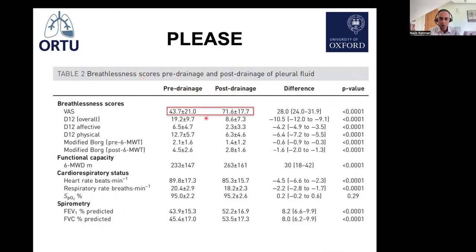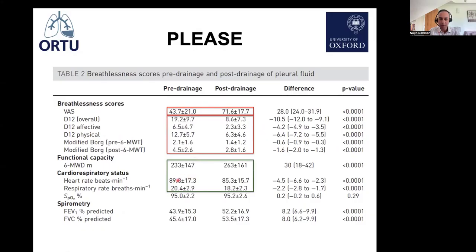So the first thing to show is that patients get much better having had drainage. In Australia, the VAS works the other way around. They started with 44 millimeters of breathlessness, and that improved to 72 after drainage. And indeed, it was absolutely mirrored by other measures of breathlessness. You may be familiar with the Dyspnea-12 or the modified Borg, so that's pre and post 6-minute walk test. In all situations, draining the effusion helps patients enormously, which is great news. It also results in an increased 6-minute walk distance.